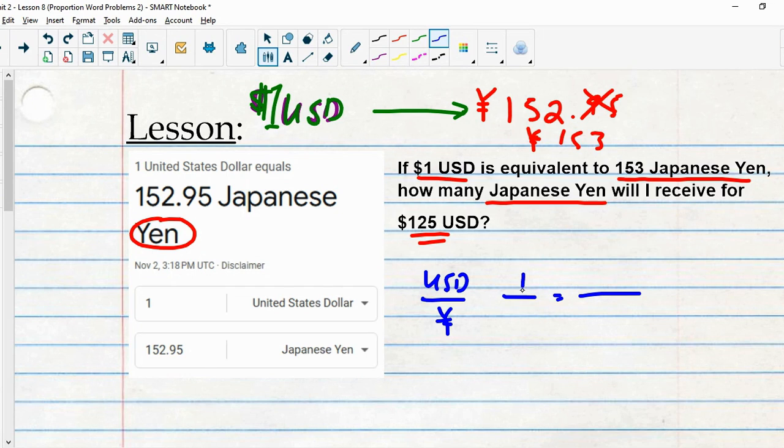So $1 is 153 in Japanese yen. You see why we're doing this today? For 125 US dollars, how much in Japanese yen would I receive? So how many yen? Here we're going to cross multiply again. So 153 times 125, what is that?